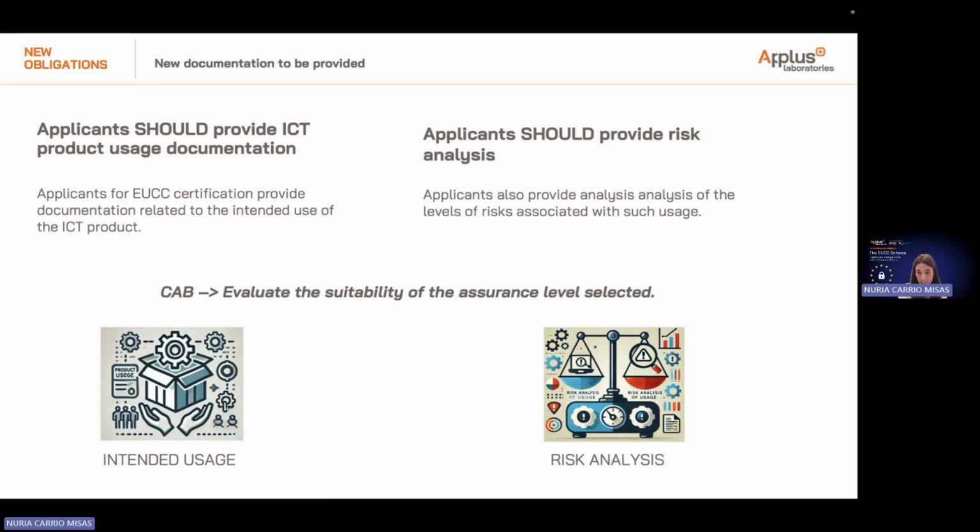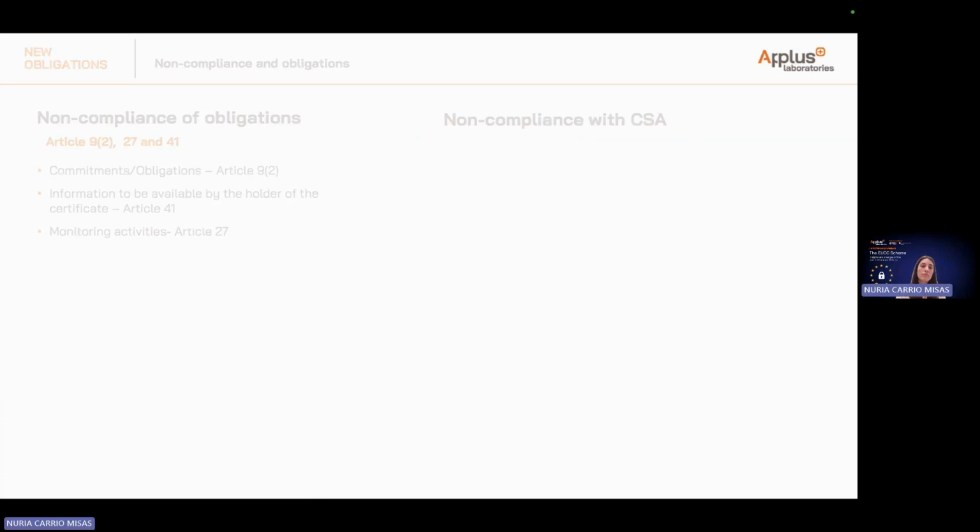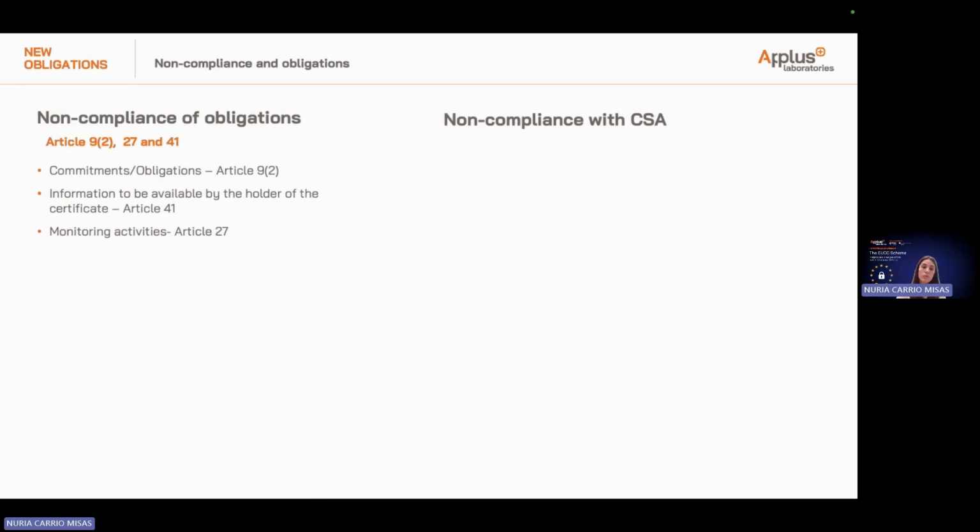Well, even though there is a new specific paragraph on this, it is usually already performed in the common criteria evaluations during the security assurance requirements, okay? Additionally, a very important point regarding the obligations: you should take into account 3 different articles. Article 9 contains the general commitments and obligations from the manufacturer, the information that needs to be available by the holder of the certificate is Article 31, and then the monitoring activities obligations, okay?